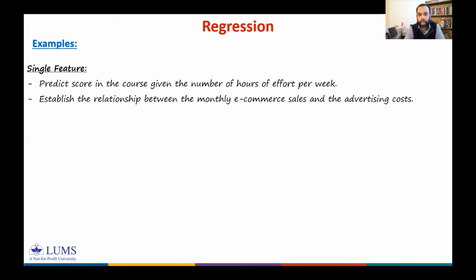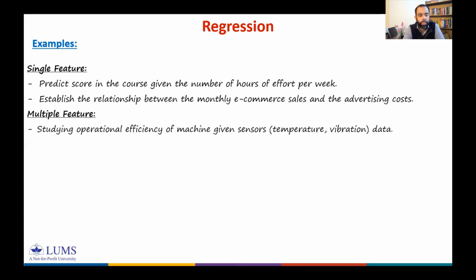So again, this is a regression problem. Let's talk about multiple features. If you want to predict the operational efficiency of a machine given data from sensors, you install different sensors on the machine, and based on the measurements of those sensors, you want to analyze the operational efficiency of the machine. You want to model the relationship between operational efficiency and the values you're getting from the sensors.